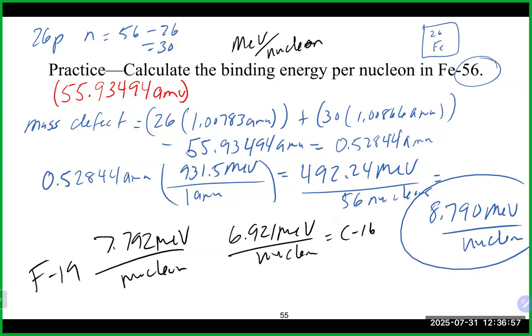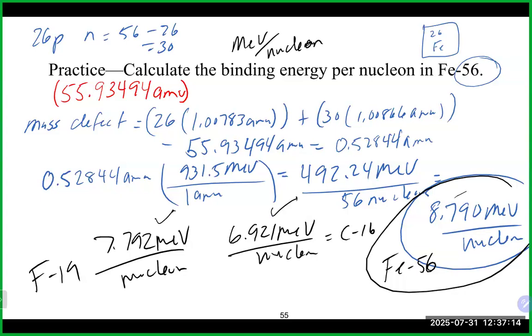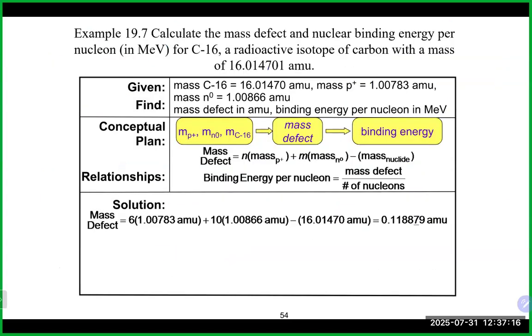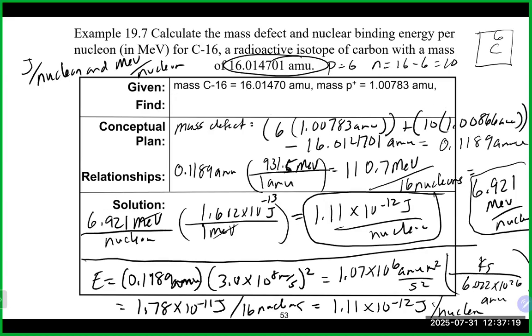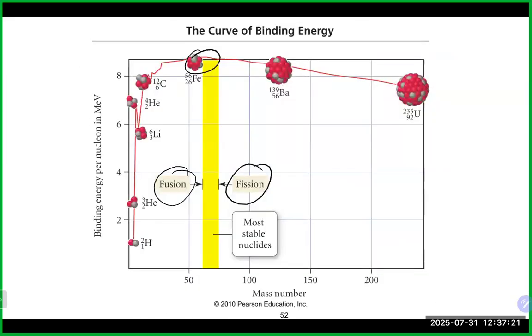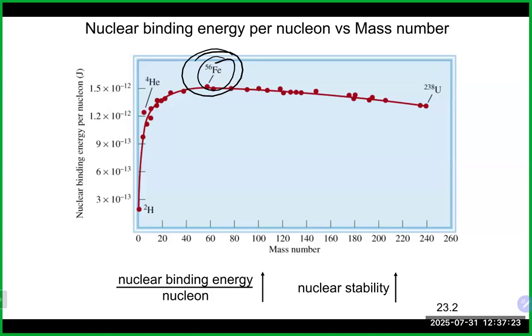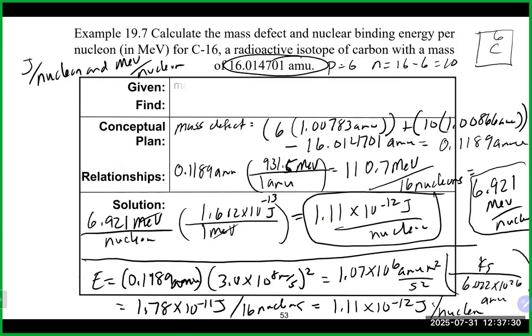So again, between carbon 16, fluorine 19, and our iron 56, we can see iron 56 has a much higher binding energy per nucleon, which means it's much more stable than our fluorine, which is actually more stable than our carbon 16. Again, that is why we saw in that graph earlier, there it is right there at the top, iron 56, pretty much the most stable isotope you could have in terms of binding energy per nucleon. Any questions on how to calculate that?